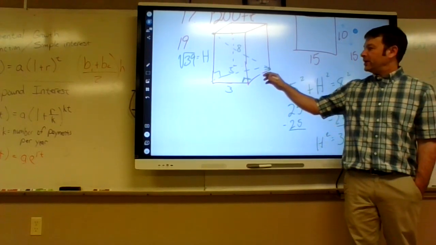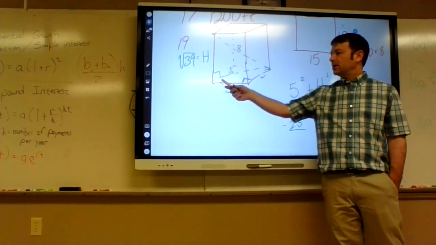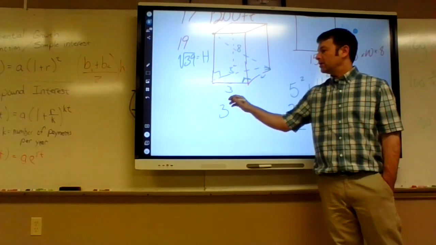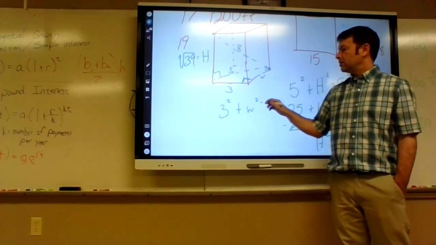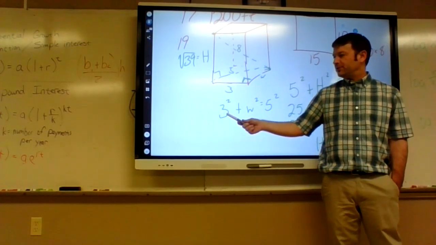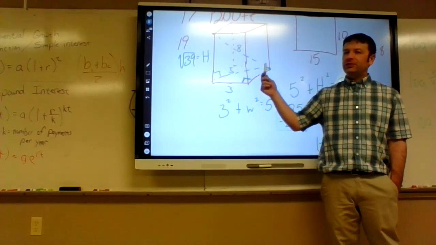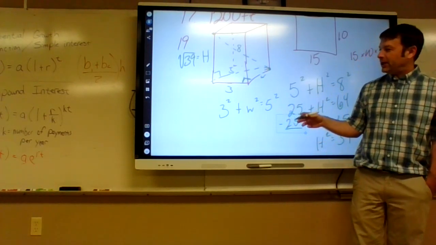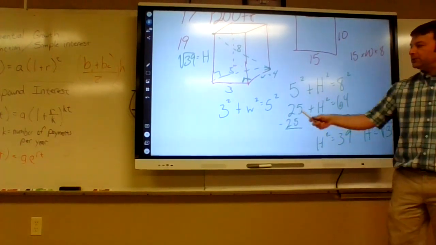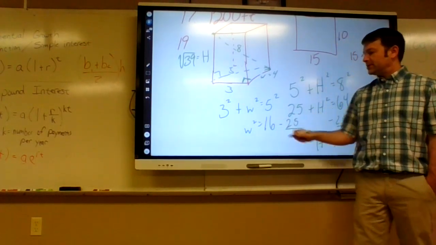Okay, how am I going to find the width of the base right here? Right, Pythagorean theorem, how would it be set up? 3 squared plus blank squared equals 5 squared. Does anybody remember this from previous years? Remember 3, 4, 5 was the right triangle? Guess not. Anyway, this will come out as 4. 25 minus 9 is 16. Square root of 16 is 4.